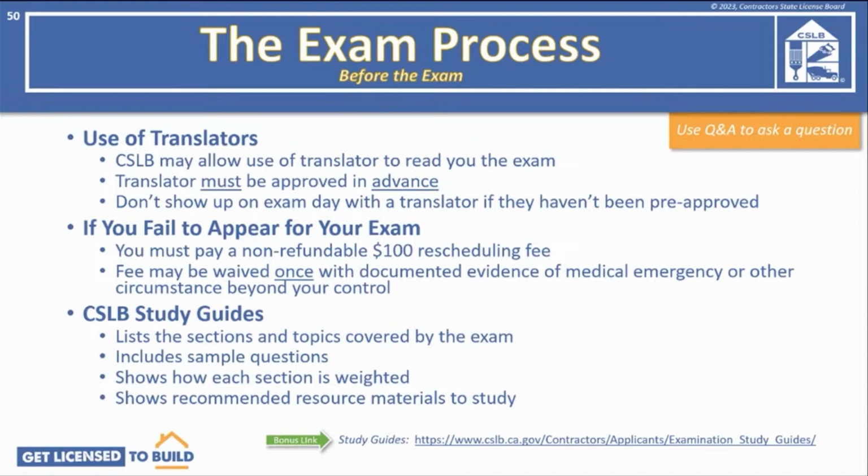Also, we have study guides available for each of our exams. Included in each study guide, you will find a list of sections and topics covered by the exam. They also include sample questions, how each section of the exam is weighted, and recommended resources that you can use to prepare for the examination. These study guides are available online on our website. There is a bonus link to them on the bottom of the screen.